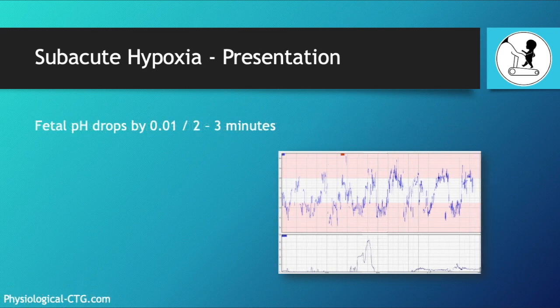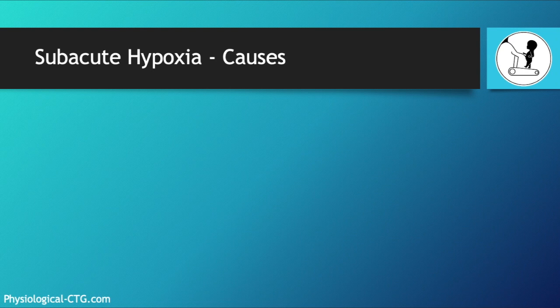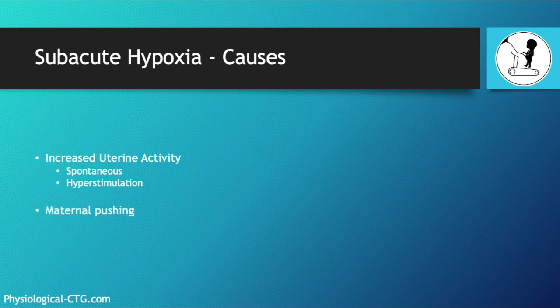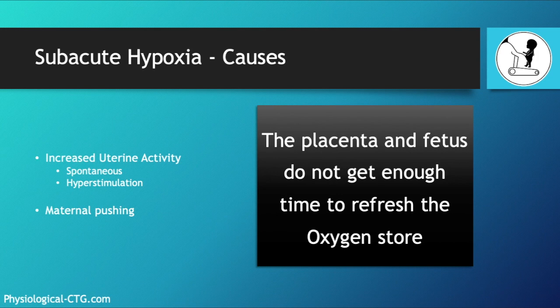In subacute hypoxia, the drop in tissue oxygenation is still fast, even though it is less dramatic than in acute hypoxia. Hence, the pH drops at a rate of 0.01 every 2 to 3 minutes rather than every minute. The cause of subacute hypoxia is either an increase in uterine activity, be it spontaneous or due to uterotonics, or due to maternal effort in the second stage. The general theme of subacute hypoxia is that the placenta and fetus are not getting enough time to refresh their oxygen stores.